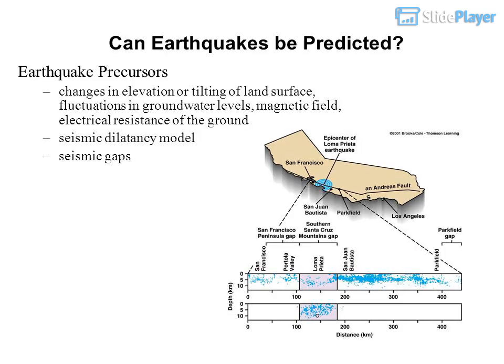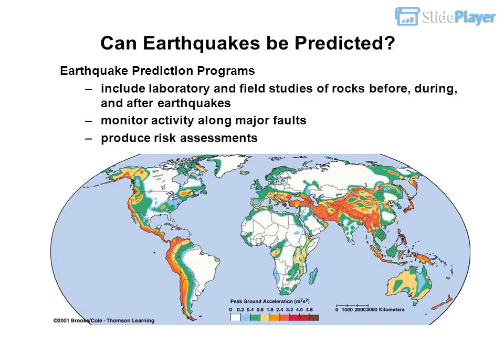Can earthquakes be predicted? Earthquake precursors. Changes in elevation or tilting of land surface, fluctuations in groundwater levels, magnetic field, electrical resistance of the ground. Seismic dilatancy model. Seismic gaps. Can earthquakes be predicted?